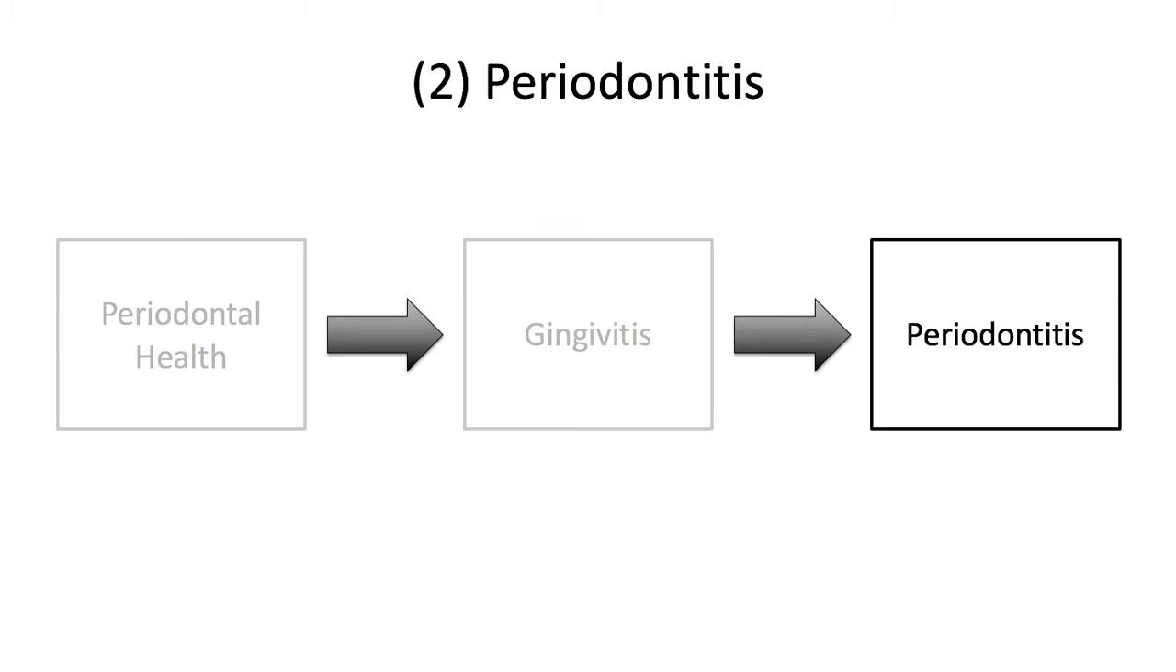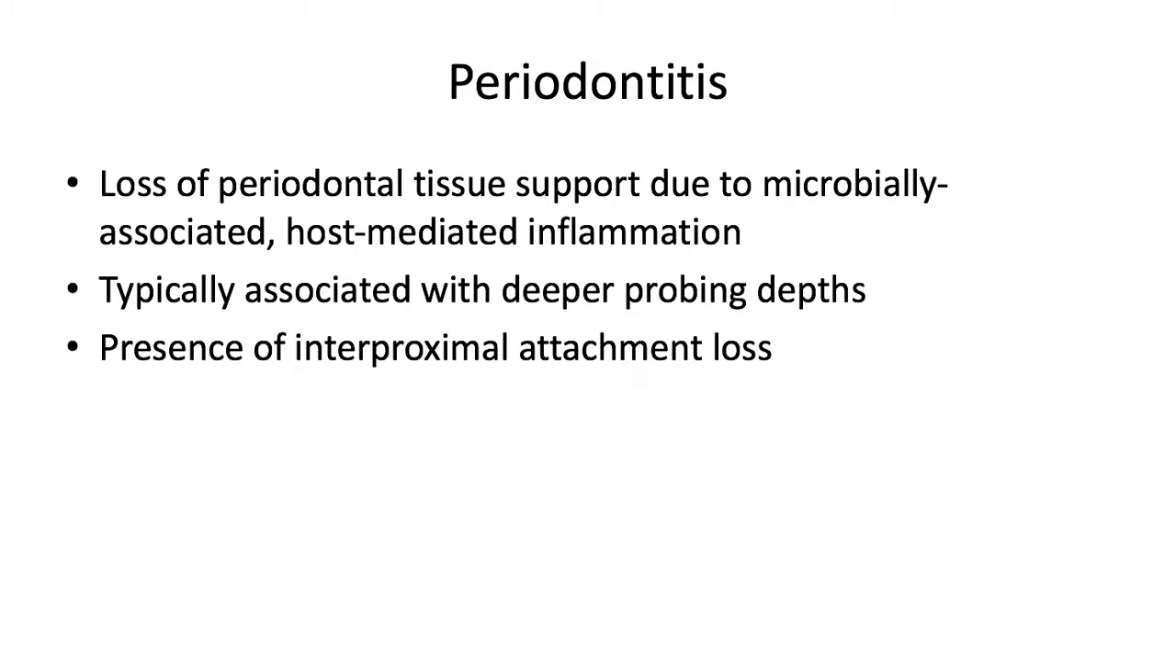Okay, so now let's move to periodontitis. Periodontitis is defined as the loss of periodontal tissue support due to microbially associated host-mediated inflammation. Now we're talking about deeper probing depths, and we're also talking about the presence of interproximal attachment loss. So much of this is the same that we've known before.